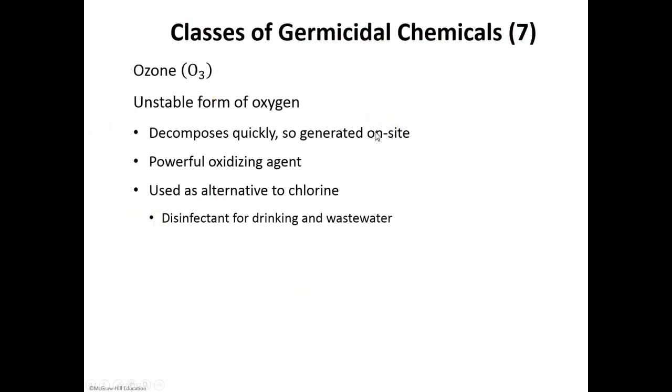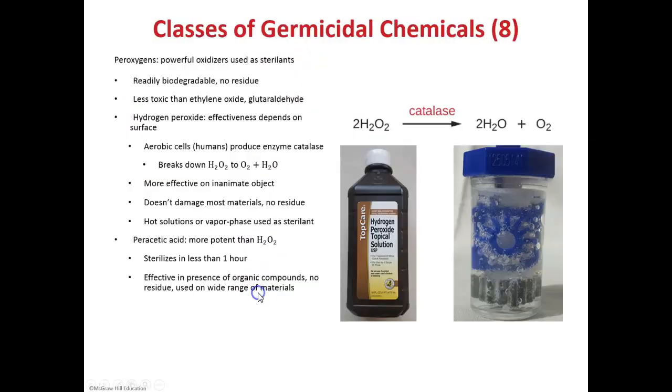The next germicidal chemical is ozone. Ozone is a very unstable form of oxygen, so it decomposes very rapidly, but it does have a very powerful ability to oxidize materials. So we could use ozone to treat drinking water and wastewater as an alternative to chlorine, where then you don't have to worry about those byproducts being formed, and the oocysts and cysts may not be able to grow in the presence of this powerful oxidizer.